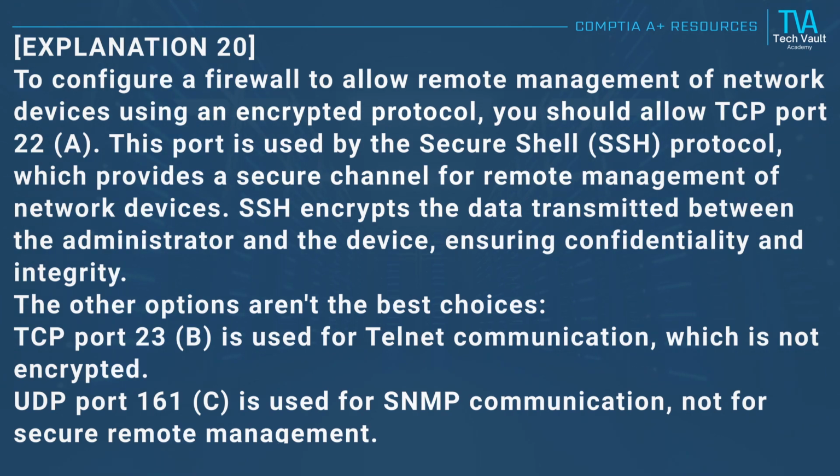The other options aren't the best choices. TCP port 23 (B) is used for Telnet communication, which is not encrypted. UDP port 161 (C) is used for SNMP communication, not for secure remote management. UDP port 162 (D) is used for SNMP traps, not for secure remote management.